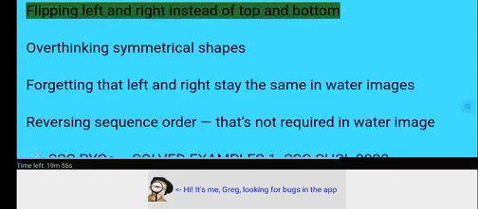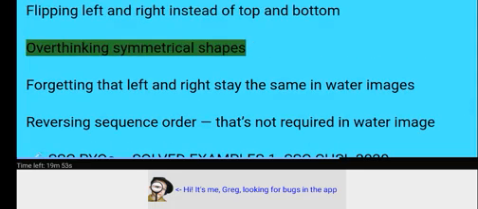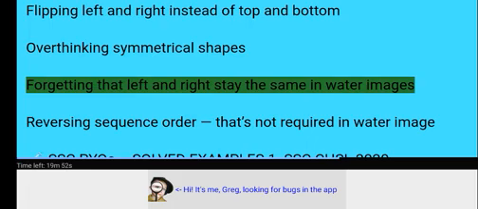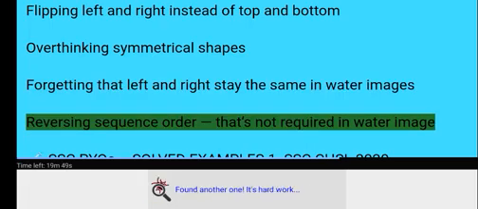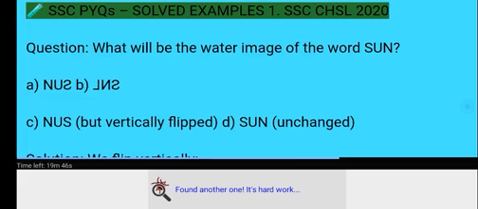SSC traps to avoid: flipping left and right instead of top and bottom; overthinking symmetrical shapes; forgetting that left and right stay the same in water images; reversing sequence order, which is not required in water image. Test 2: SSC PYQs, solved examples. 1.